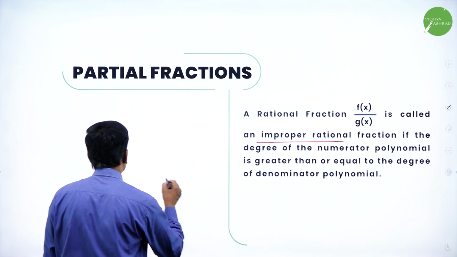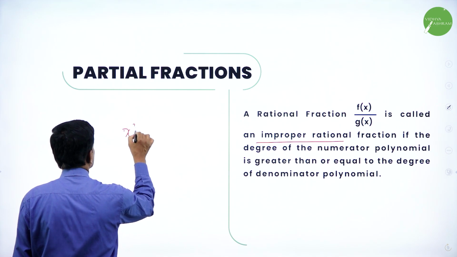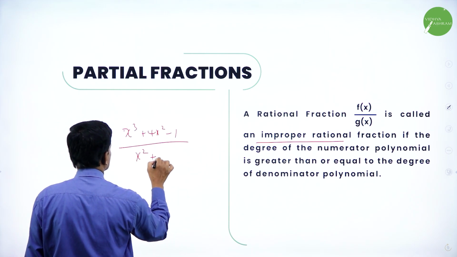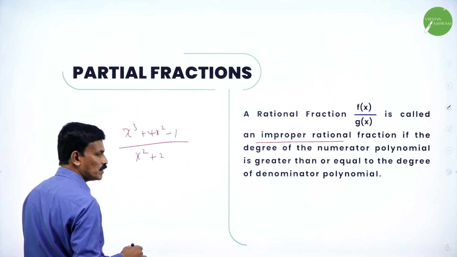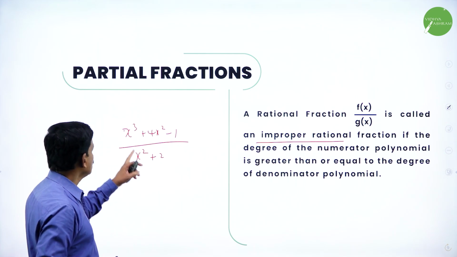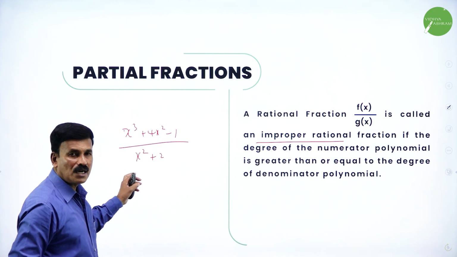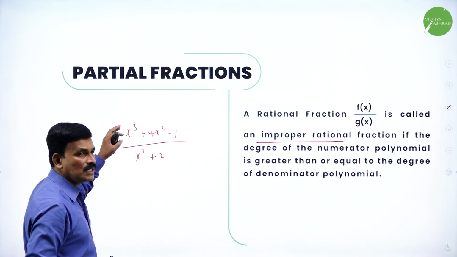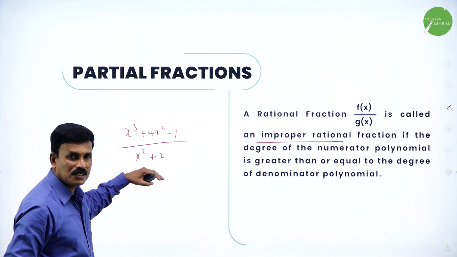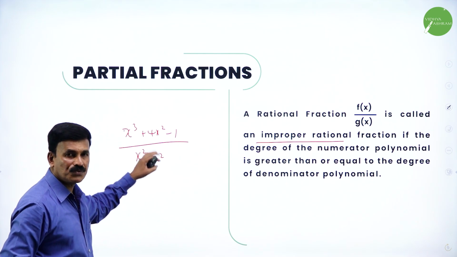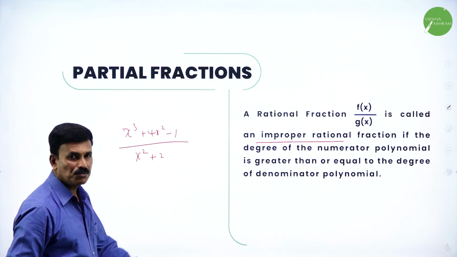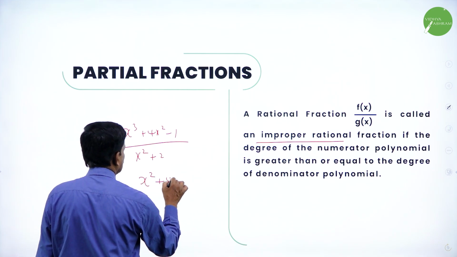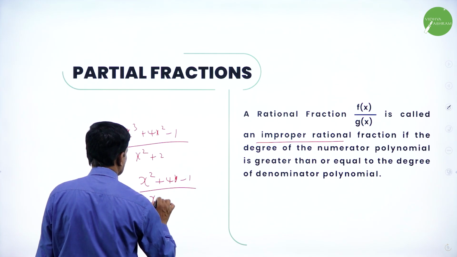So, for example, x cube plus 4x square minus 1 divided by x square plus 2. This is an example of an improper fraction because the degree of the numerator is 3 and the degree of the denominator is 2. Therefore, the degree of x in the numerator is greater than the degree of x in the denominator, so this is an improper fraction.